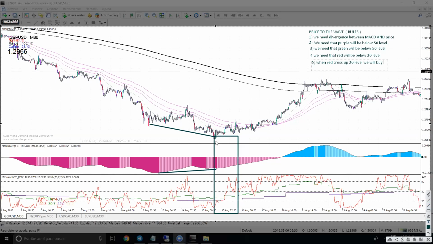Our stop loss, if we want to use it, must be below this low, okay? When the divergence was created, below this low, we can put our stop loss. And our take profit will be the wave. In this case, we have like 80 pips, 100 pips from this to this, in this time frame. Okay, we put our trade here. Our stop loss below the low, and take profit will be the wave. The price goes to the wave.